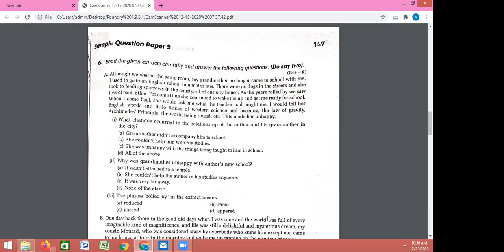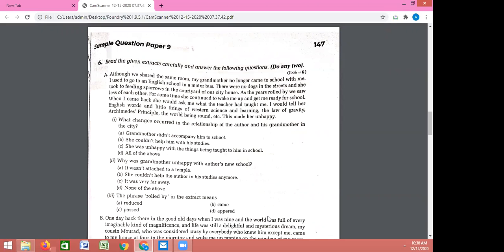Grandmother didn't accompany him to school. She couldn't help him with his studies. She was unhappy with the things being taught to him in school. I think here 3 options all are very correct, and D will be the right answer you will have to look at. Why was grandmother unhappy with author's new school? Then you will have to look at the detailed answer. So right answer or right option will be she couldn't help the author in his studies anymore. I think you are very clear about it.